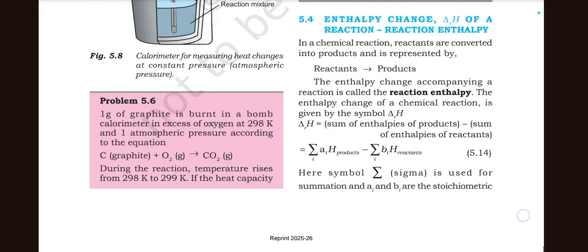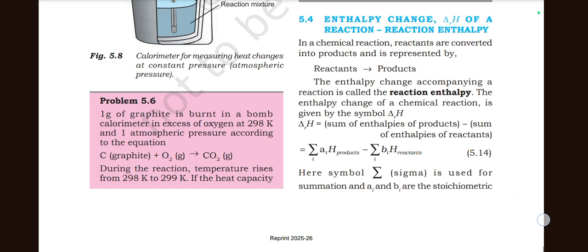Enthalpy change, delta r H, of the reaction enthalpy. In a chemical reaction, reactants are converted into products, as represented by reactants into products. The enthalpy change accompanying a reaction is called reaction enthalpy. The enthalpy change of the chemical reaction is given by the symbol delta r H.